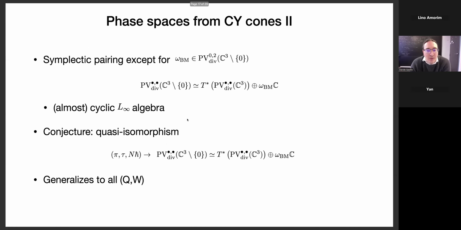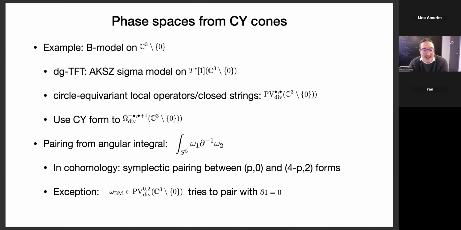Now, my observation is that this space does have a nice symplectic pairing. It comes from integrating over S5 this expression, a form times del inverse of the other form. So this gives you a symplectic pairing essentially between P-forms and 4 minus P-forms. This is almost a symplectic pairing because it misses one single thing. It misses the Bochner-Martinelli kernel, which is a 0-2 form whose del bar is the delta function of the origin. This form under this pairing would like to pair up with the del of 1, but del of 1 is 0. So it's an almost symplectic form. It means it has a kernel which is one-dimensional.